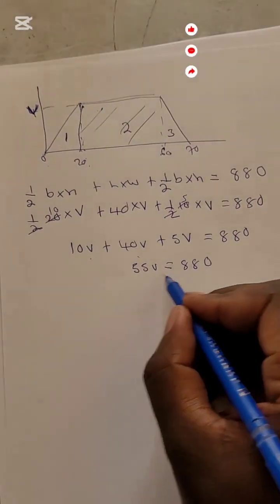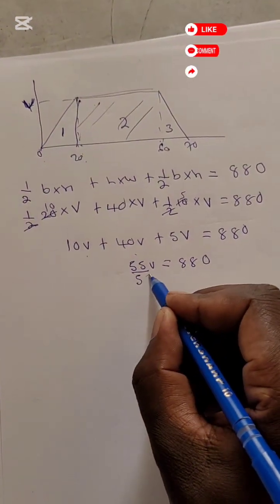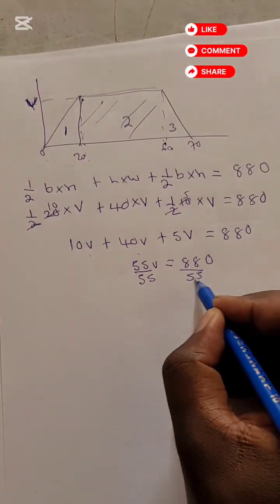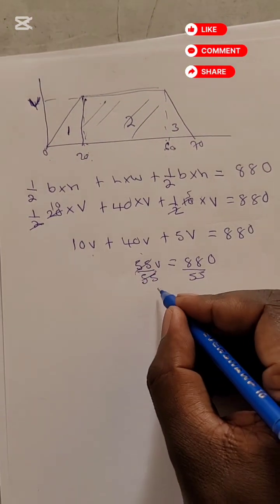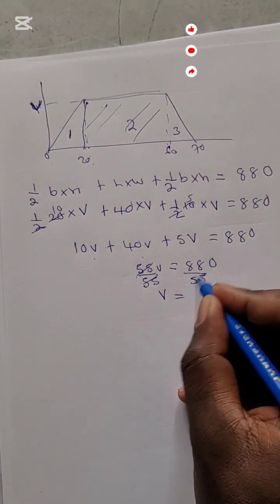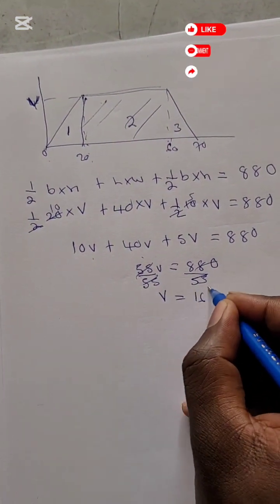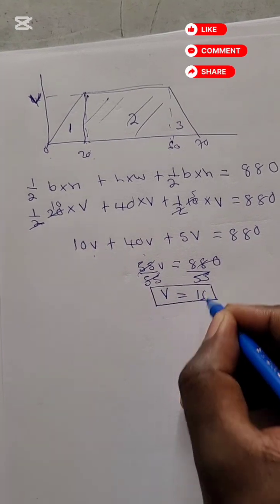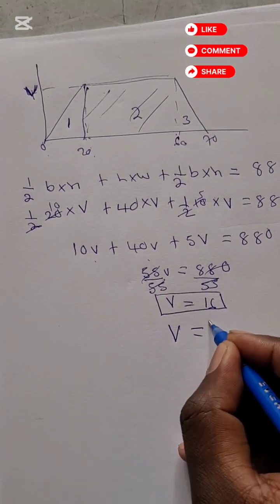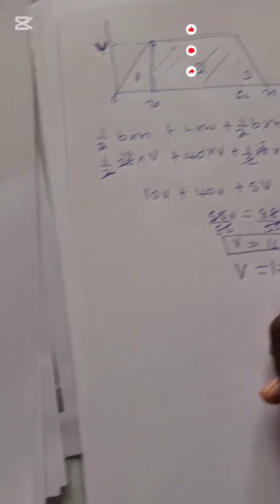Okay, so I'm going to divide both sides by 55. So V will be 16. That will be the value of V. So V is equal to 16.